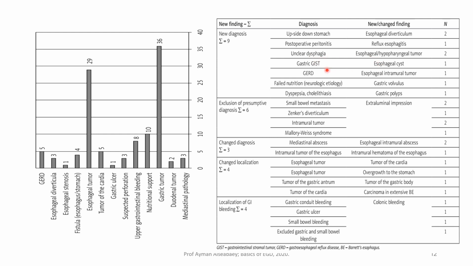Under dysphagia, unclear dysphagia, it was an esophageal and hypopharyngeal tumor. Gastric, it was an esophageal cyst. There, it was an esophageal intramural tumor. Okay. So it is useful. Actually, it is very, very useful. Okay. Another case, it was an esophageal tumor. Here, intraoperatively, it was a tumor of the cardia.